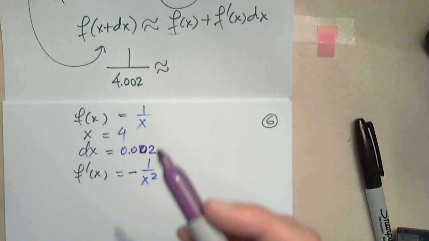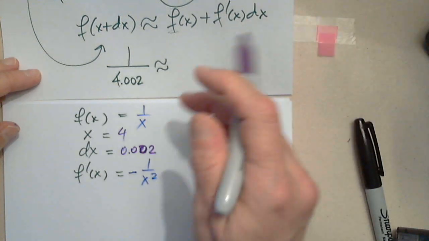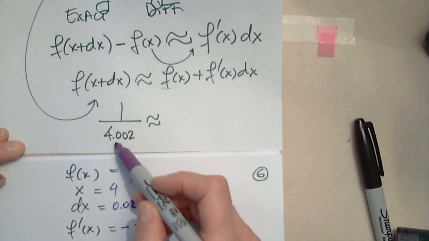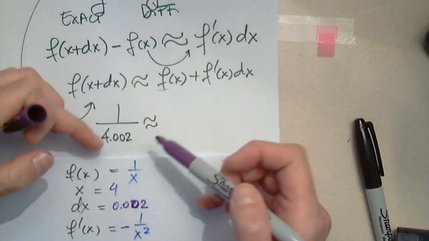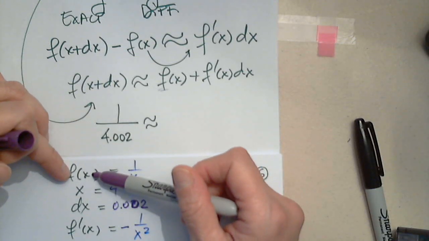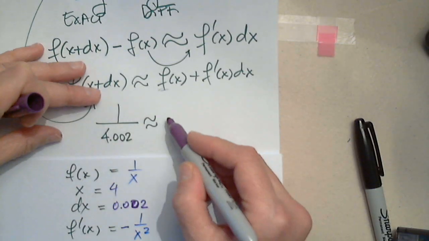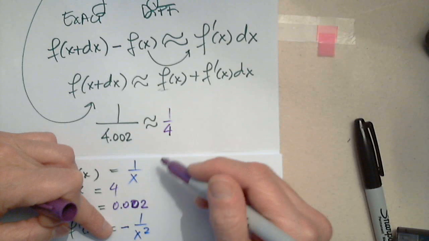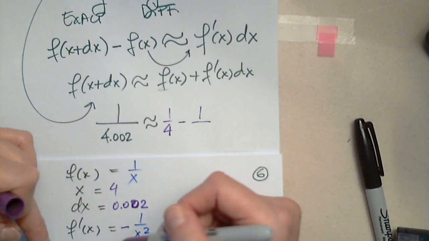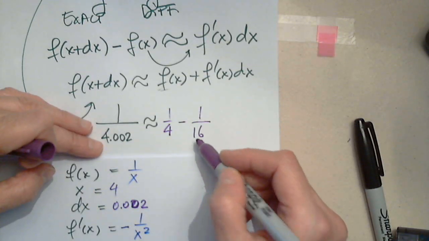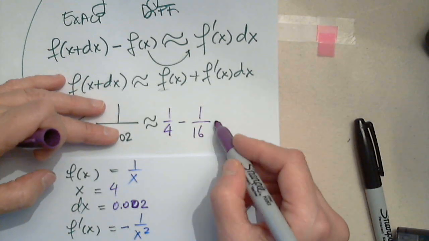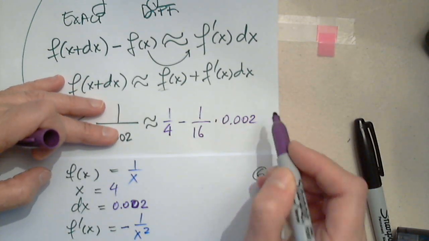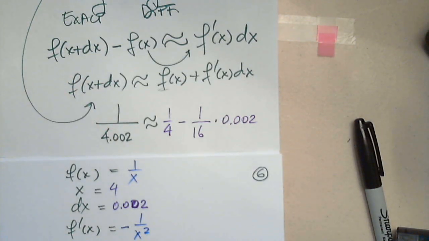So then I will copy 1 over 4.002, and that's approximately f of x. This is f of x with x in it, which will be 1/4. This will be minus 1 over, and with x in it will be 16. And dx is 0.002. Yes, I will try to simplify it a little bit.